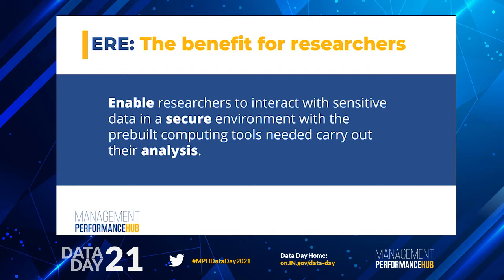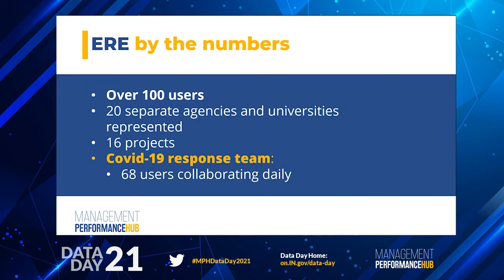Before we go into the details of how all this works, I'd like to give a brief overview of the ERE by the numbers, as I like to call it, a current snapshot of everything we've got going on in there. As of today, I did a quick check, and we've got over 100 users. We have 20 separate agencies and universities represented in this user group, and a total of about 16 different projects where we have all these different users distributed with their various data sets. In particular, I'd like to highlight the COVID-19 response team, which has approximately 68 users collaborating daily to get work done to help the state in the COVID-19 response efforts.